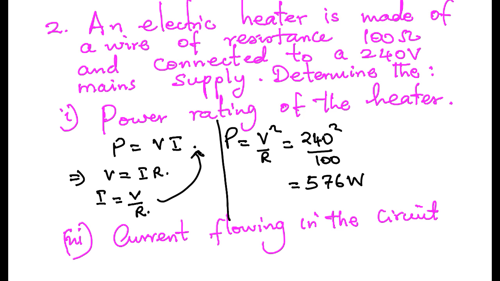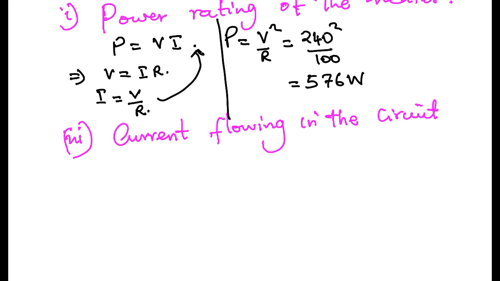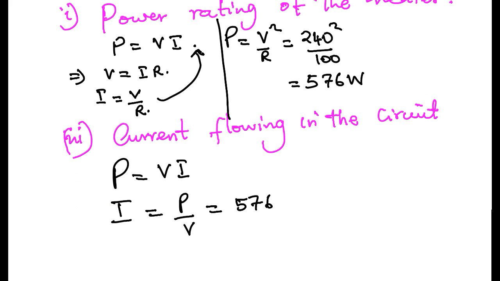We are also told to find the current flowing in the circuit. So from P equal to VI stated earlier, current is equal to power divided by voltage, which is 576 watts divided by 240 volts, and that is 2.4 amps.